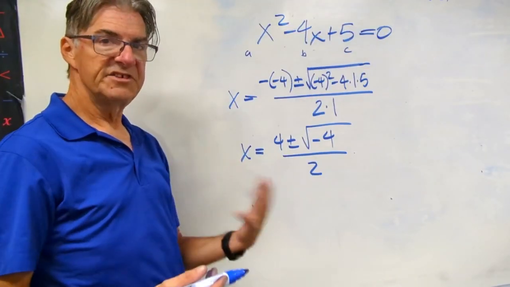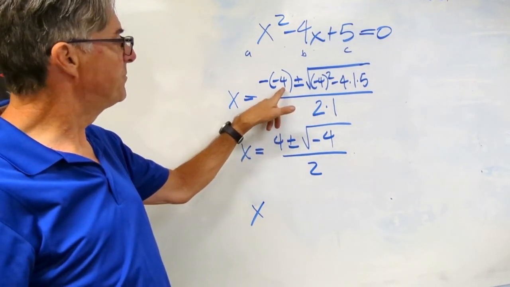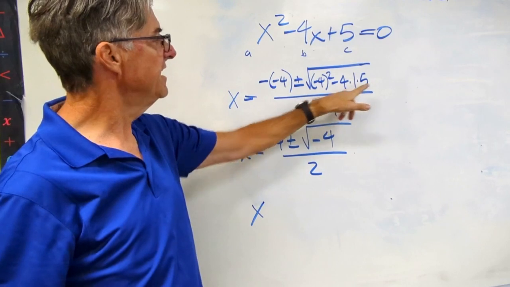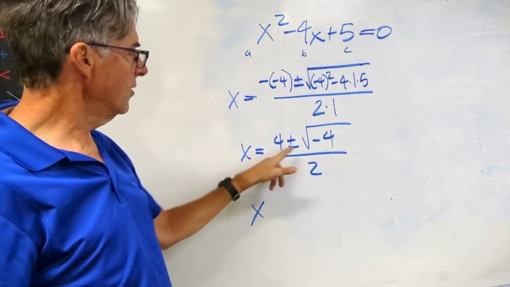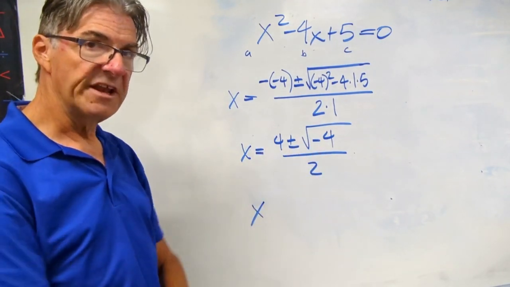All right, let's see how you did. I did my plug-in step there. I just put in my B, my 4 from the formula, my 1 for my A, and my 5 for my C. I worked my numbers down. I get 4 plus or minus root negative 4 over 2. I want to take you that far. Go ahead and finish it.